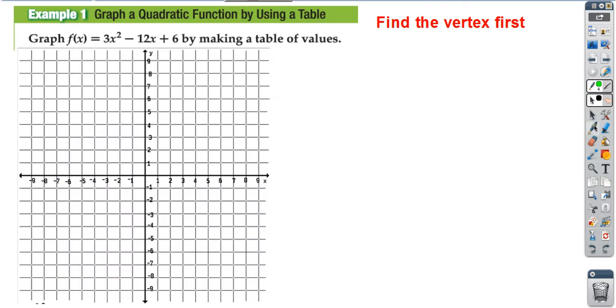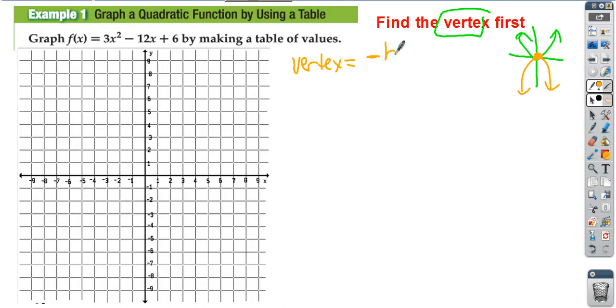Alright, so the first thing we should do whenever we're graphing is find the vertex of the graph. And the vertex of the graph, if this is our U-shaped graph, is like the bottom point. That right there, that would be the vertex. If it was pointing the other way, the vertex would be the top point. So how do you find the vertex? The x-coordinate of the vertex always occurs at negative b over 2a. So what does that mean?